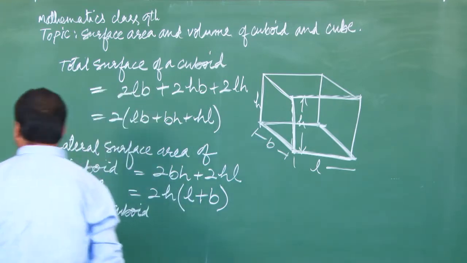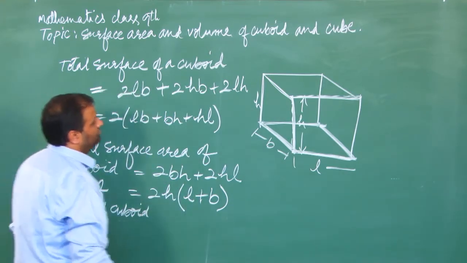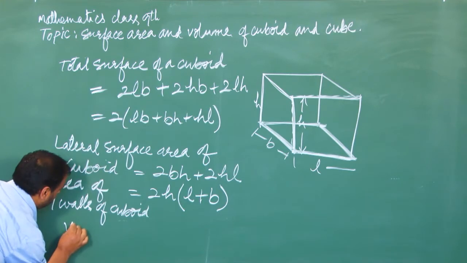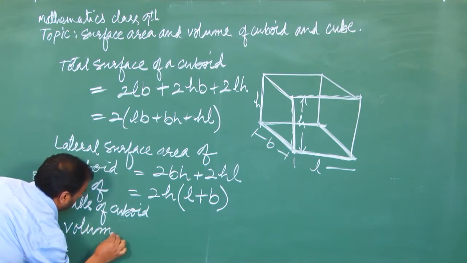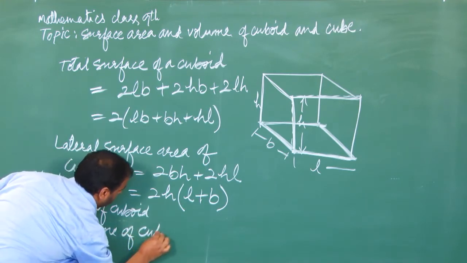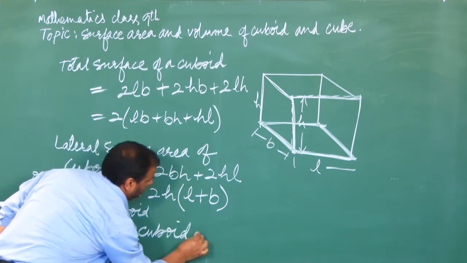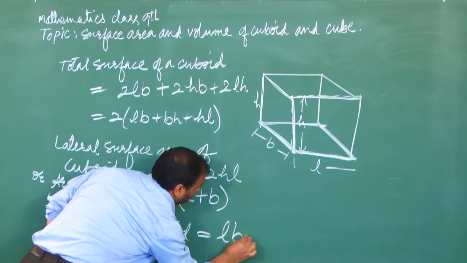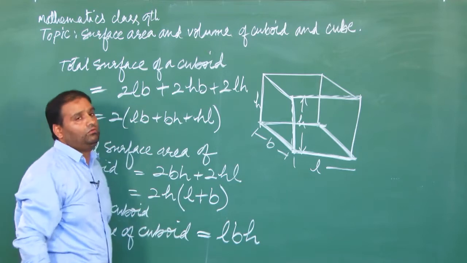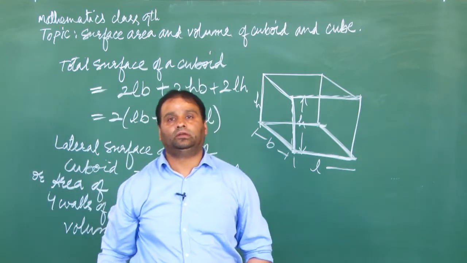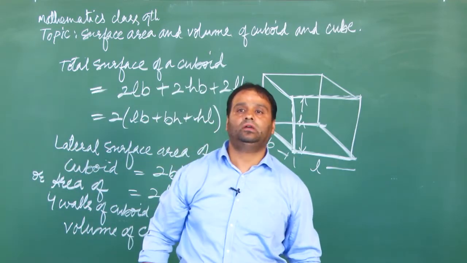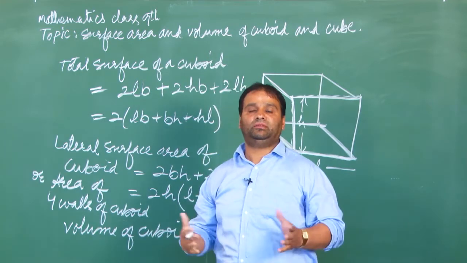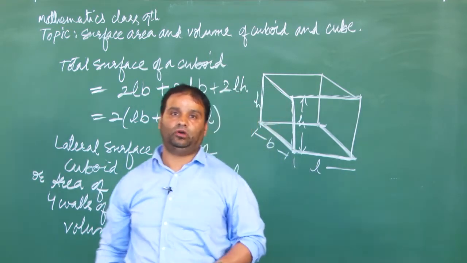Okay? Then we come to volume. The volume of a cuboid is equal to the product of its length, breadth and height. Now, when the question is framed, you have to guess and imagine what sort of cuboid and what dimensions and faces are given in the cuboid.